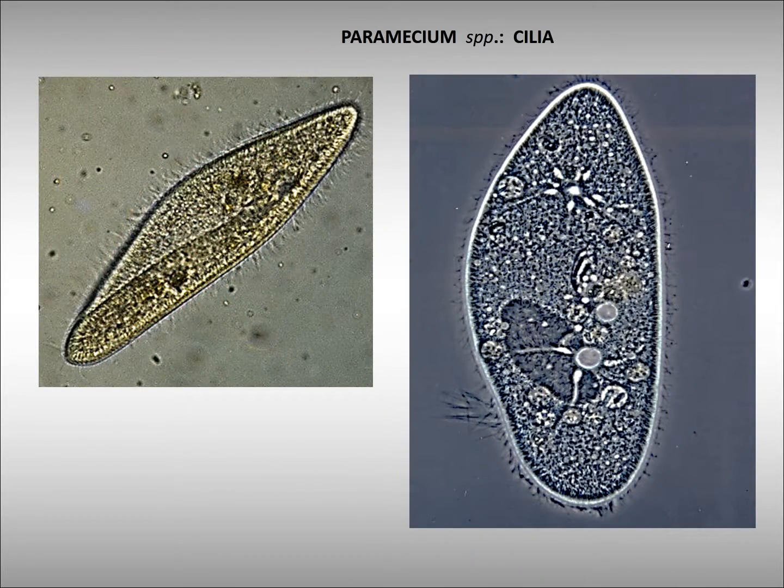In addition, the general features of the organism are variably visible, including the oral groove, the nucleus, contractile vacuoles, trichocysts, and a thickened subsurface, which is presumably the pellicle.